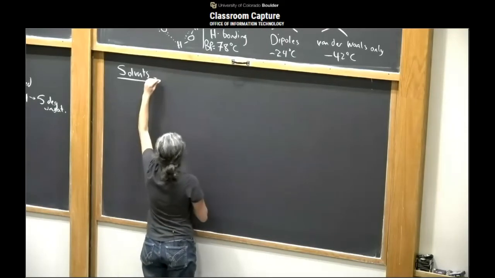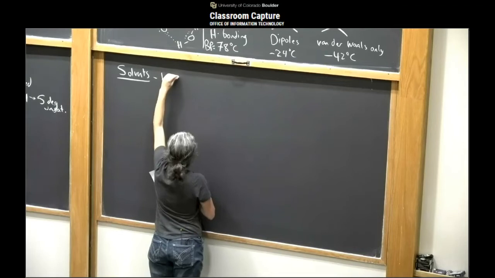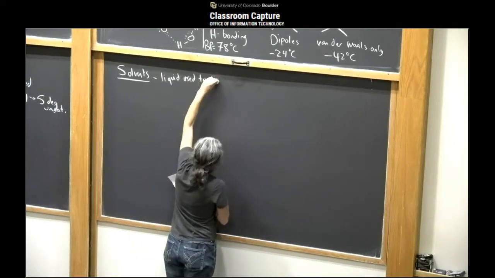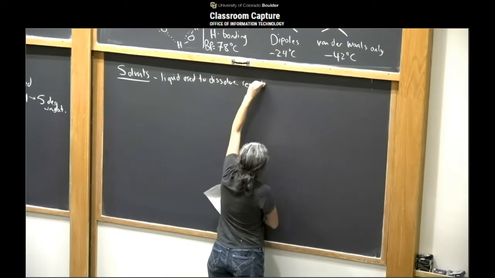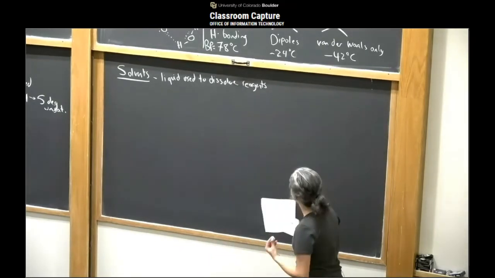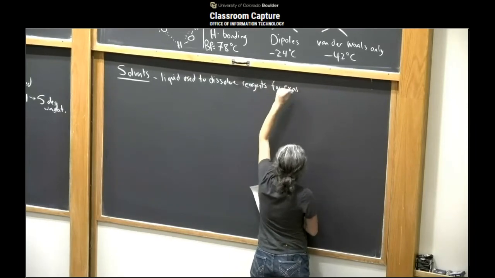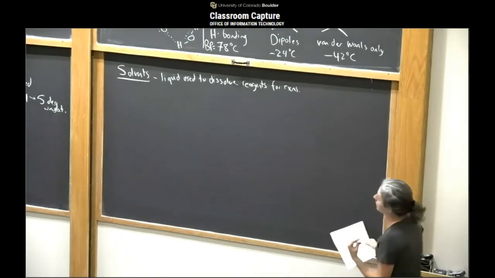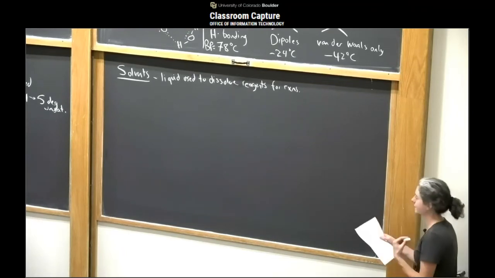So solvents are just a liquid used to dissolve reagents during a reaction. So it turns out that the choice of solvent is actually going to strongly influence not just how fast the reaction goes, but also whether it works at all.